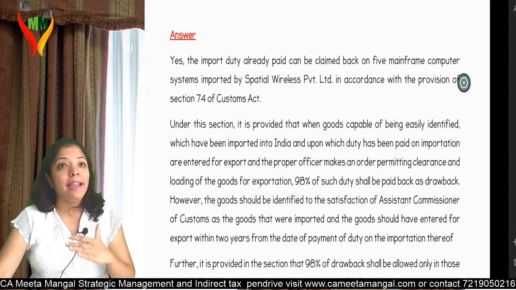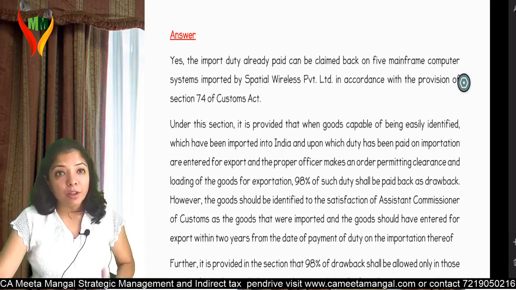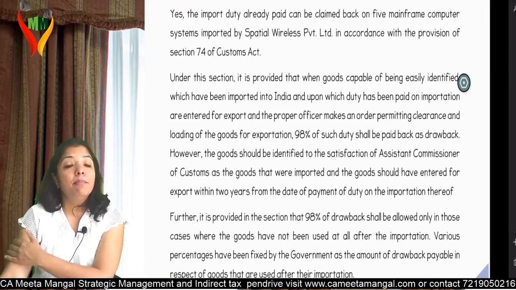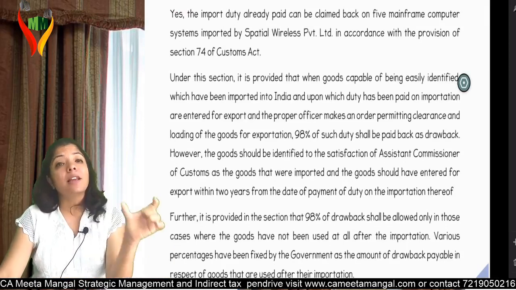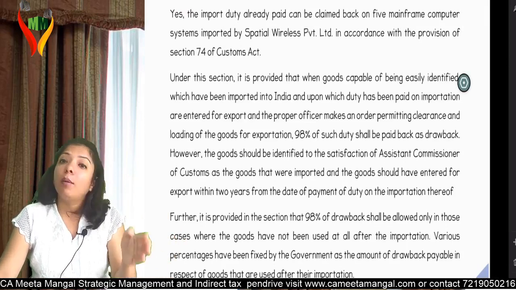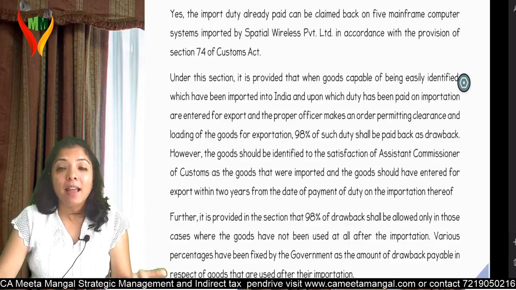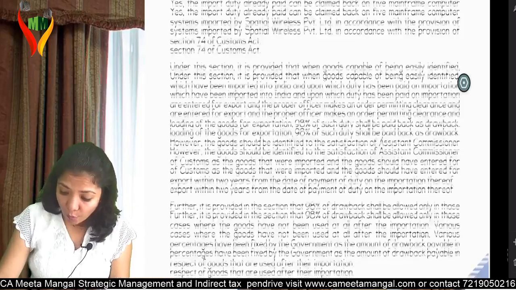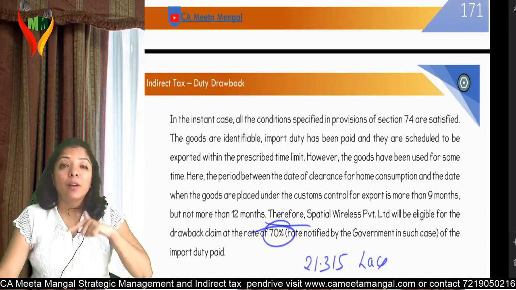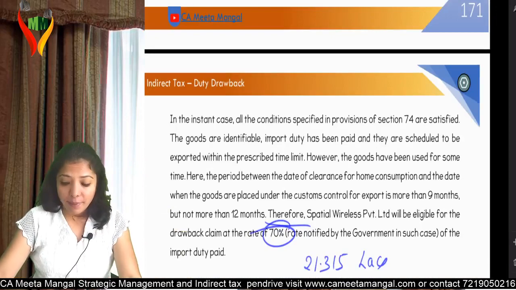Normally you get 98% if you export it without use. But if exporting after use, now for what purpose are you using? So you're using for business purpose. In business purpose, I'll see how much time you have used: up to 3, up to 6, up to 9, up to 12, up to 15, up to 18, and then more than 18. Accordingly, my percentage will vary. I hope you're with me. And then you have to say what has happened in that case, relate the case with the question, and then give the answer. Am I clear?